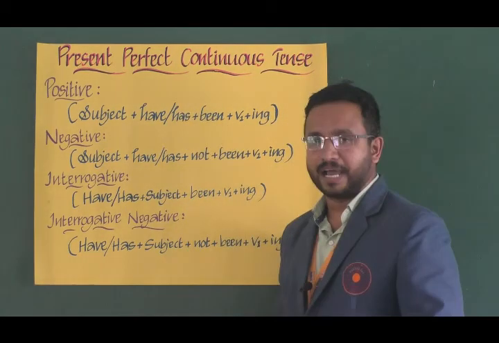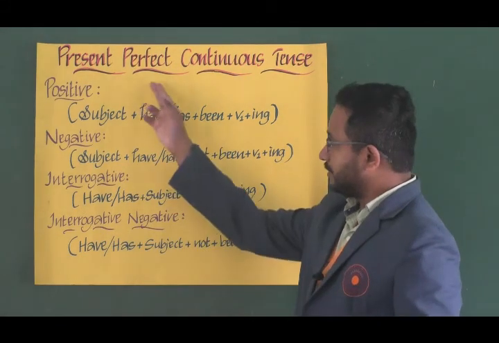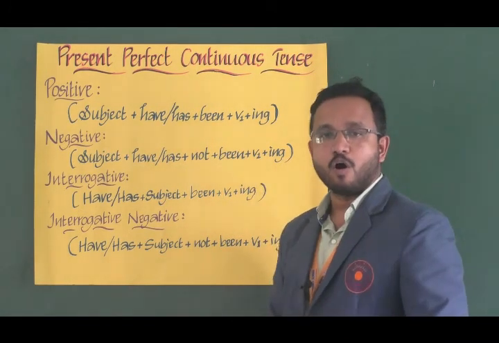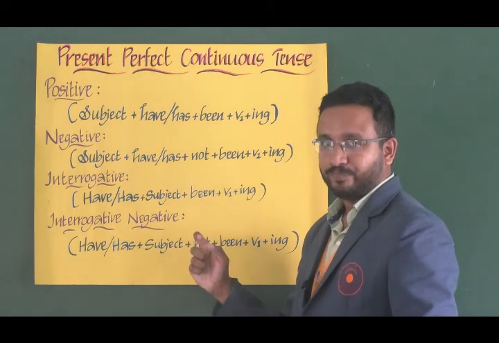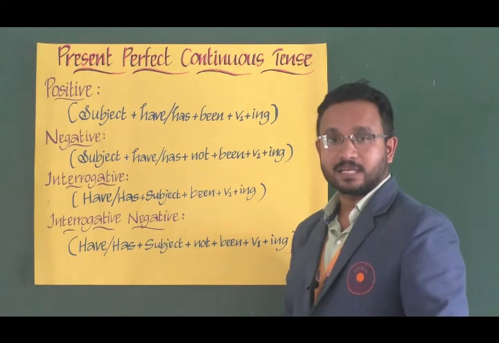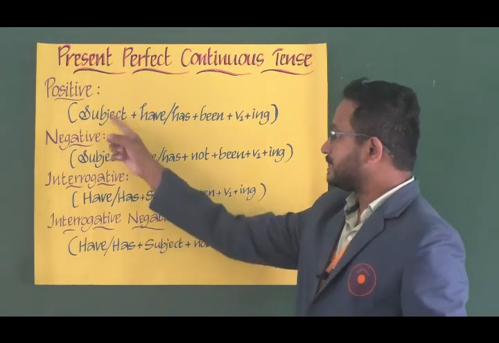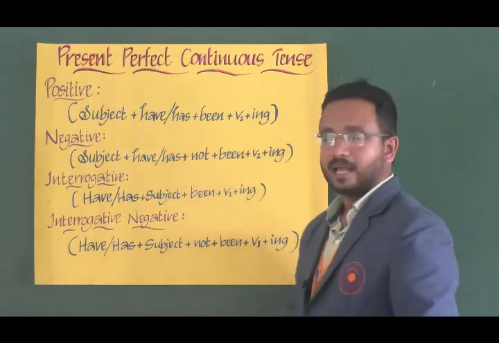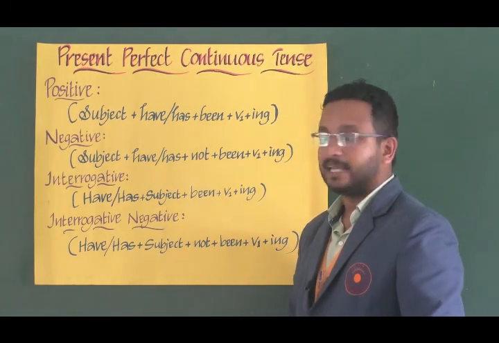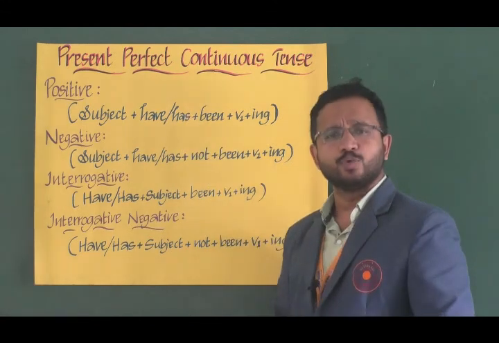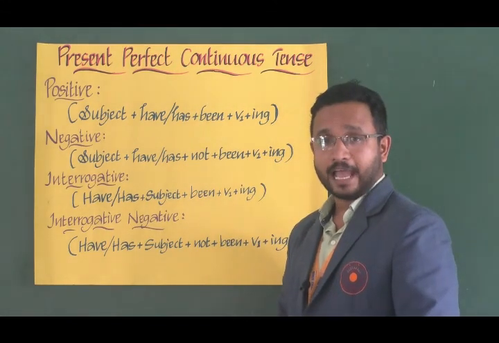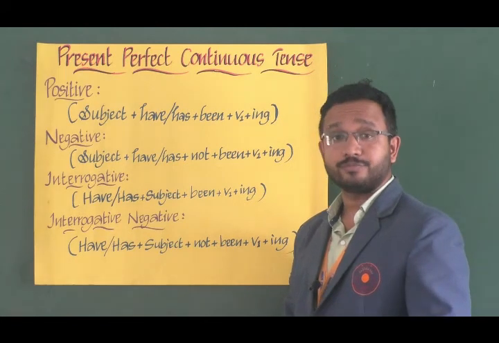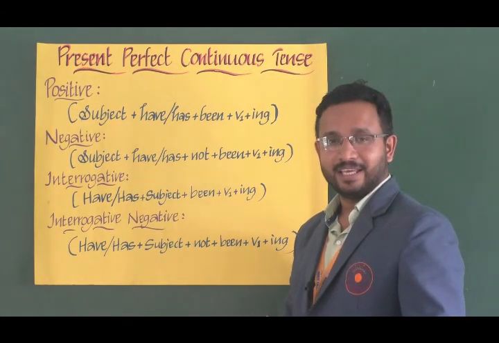Once again, just keep these things in mind. We are going to learn it in detail, but these are the main rules, or we can say this is the mind map of this video on the present perfect continuous tense. Positive: subject plus have or has plus been plus V1 plus ing. I have been learning English. And where do we use has? We use has with the third person singular. What are the forms? He, she, or it.